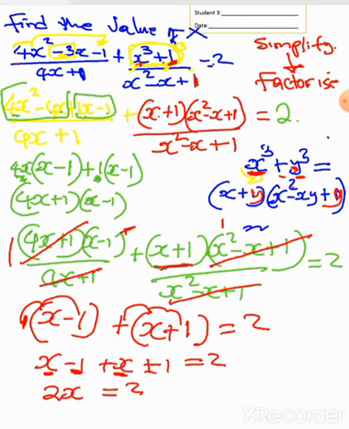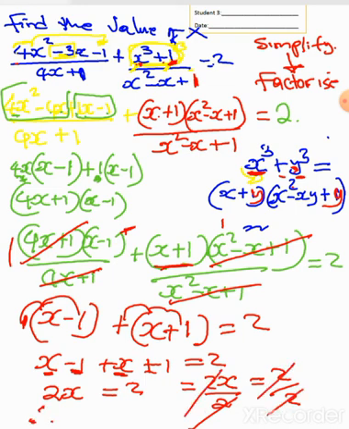Next step, this is 2x. You divide by 2 is equal to 2 divided by 2. Then you can do a division, it's 1, it's 1. Therefore, x is equal to 1. Done. Let me know if there's any questions, but that's how you do it.